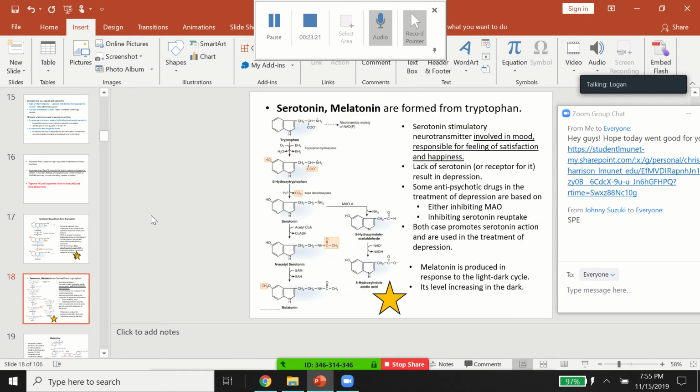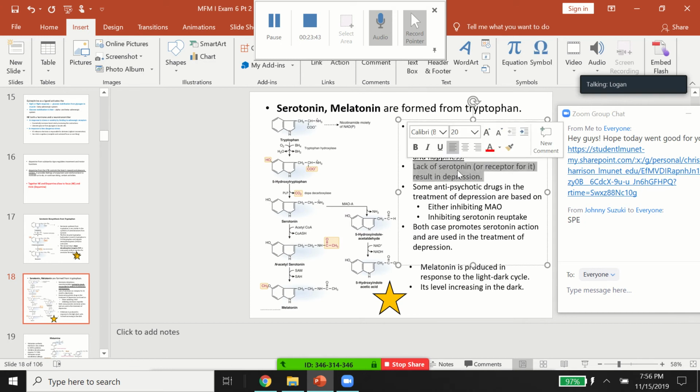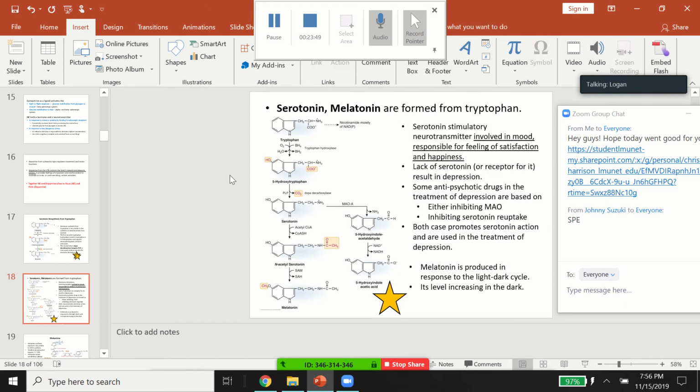Serotonin and melatonin are formed from tryptophan. So not only is serotonin formed from tryptophan, but also melatonin. Now, what's important about this whole slide, I feel, is what serotonin is involved in. I've mentioned some of it already. It's involved in mood, so it's more responsible for feelings of satisfaction and happiness. And I've already mentioned that lack of serotonin can result in depression. Of course, that's more of a theory. They haven't exactly proved that, but there is some strong evidence suggesting it.